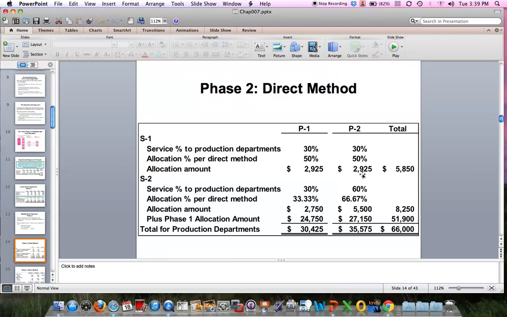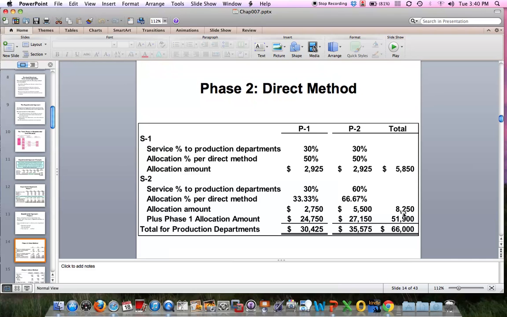Okay, and of course we have to do the same thing to Service Department 2. If you look at the bottom of 228, you'll see that they give 30% of their cost to Production 1, and 60% goes to Production 2. So just think of it this way: 30 plus 60 is 90, and so 3 over 9 is 1/3, and 6 over 9 is 2/3. So 1/3, 33.33% of Service 2's cost goes to Production 1, and the 2/3 goes to Production 2.